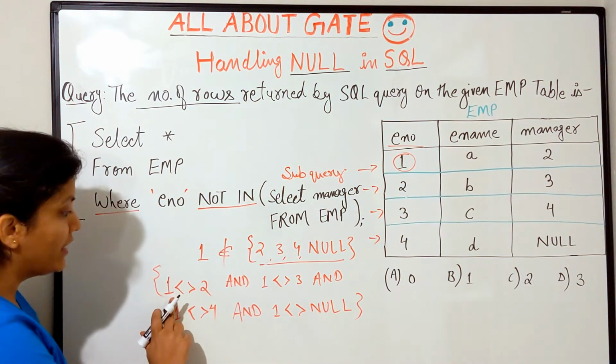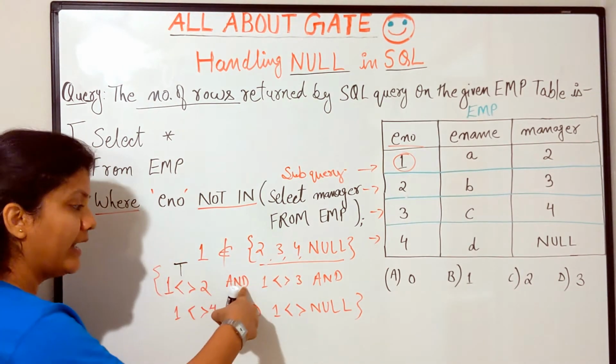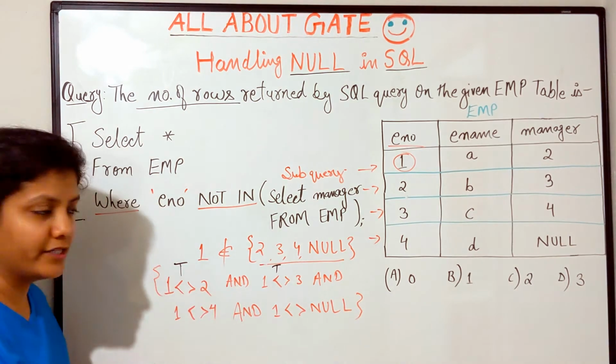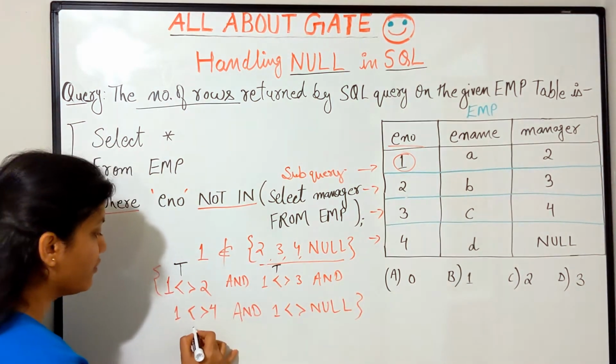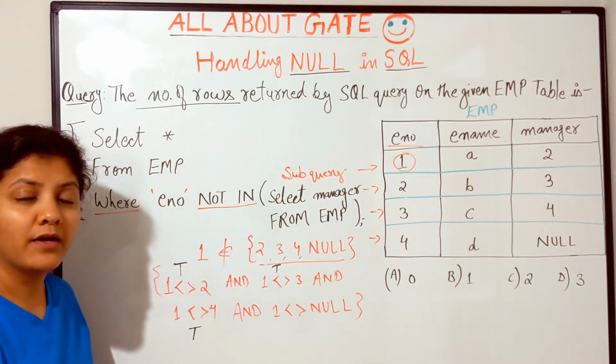So the value 1 is not equal to 2. True? True. And 1 is not equal to 3. True. Right? It is not. And 1 is not equal to 4. True. True. And 1 is not equal to null.